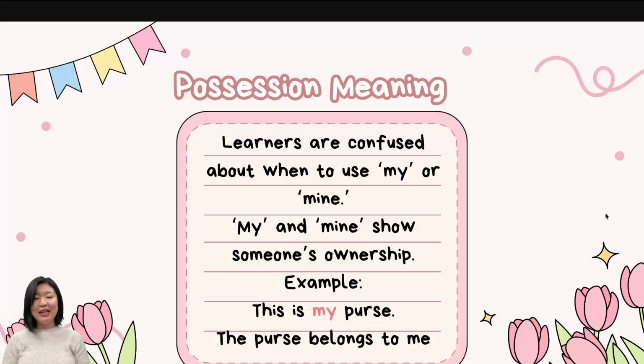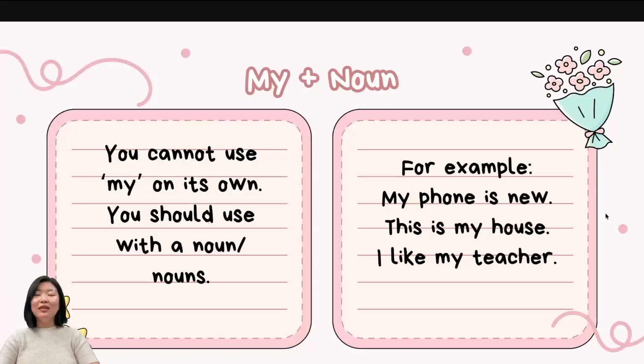So let's take a look at the example. This is my purse. So when you use my, it means that the purse belongs to me. Think of my as sort of used as an apostrophe S. So my represents the possession. But you cannot use my on its own. You should use it with a noun or nouns. So noun is very, very important when we're learning about pronouns.